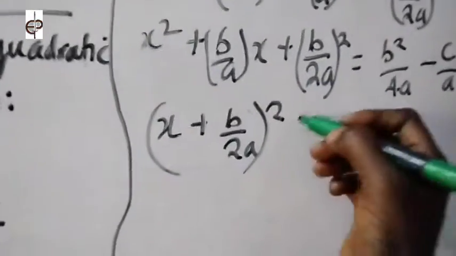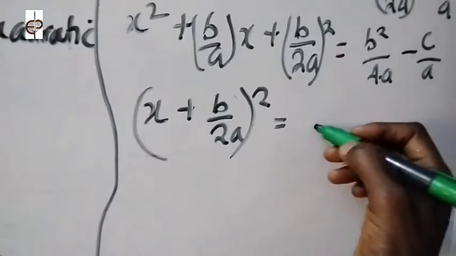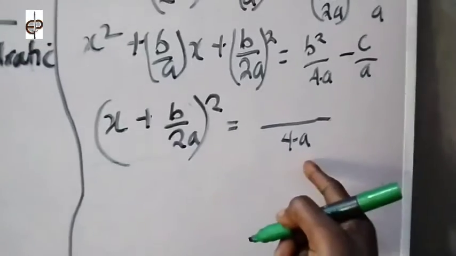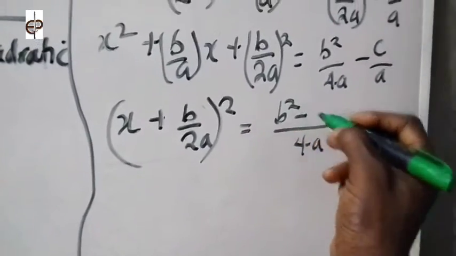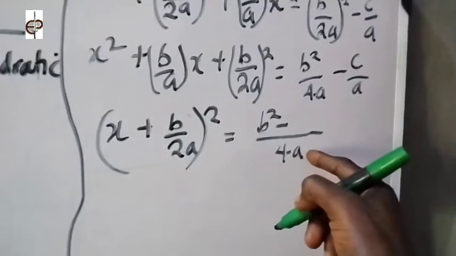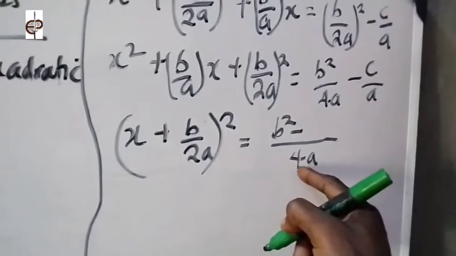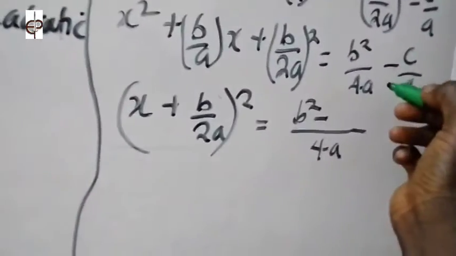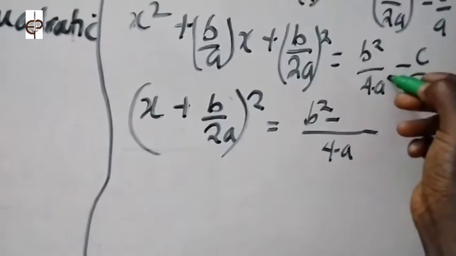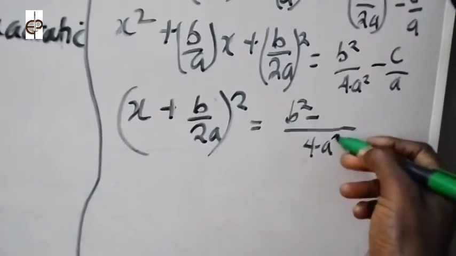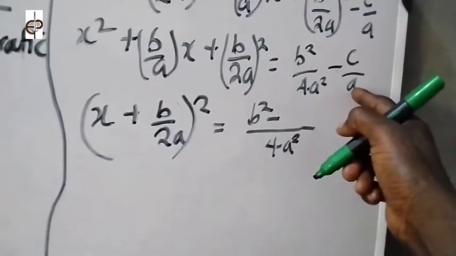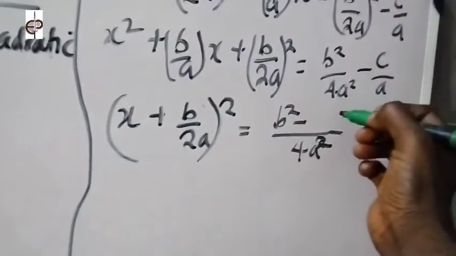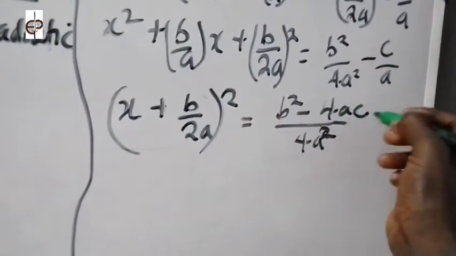Then you take the LCM of these two, you have 4a squared. 4a squared will go into 4a squared once, so you have b squared left, minus a will go into 4a squared 4a times, and 4a times c will be 4ac.